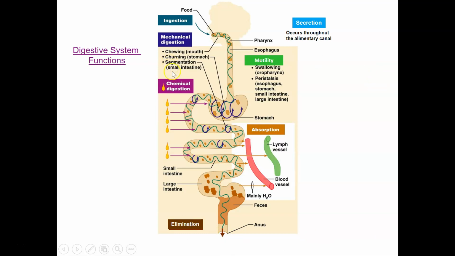Some of the other functions: mechanical digestion, physical breakdown. I mentioned there's a lot of that going on in the mouth, chewing. Some of that happens in the stomach. There are very powerful contractions of the wall of the stomach, and that's also considered to be mechanical digestion. And a little bit happens in the small intestine as well. Chemical digestion, the main site for that is in the small intestine. Throughout the small intestine, especially in the beginning, there are a lot of digestive enzymes that are secreted into the lumen to assist with that process.